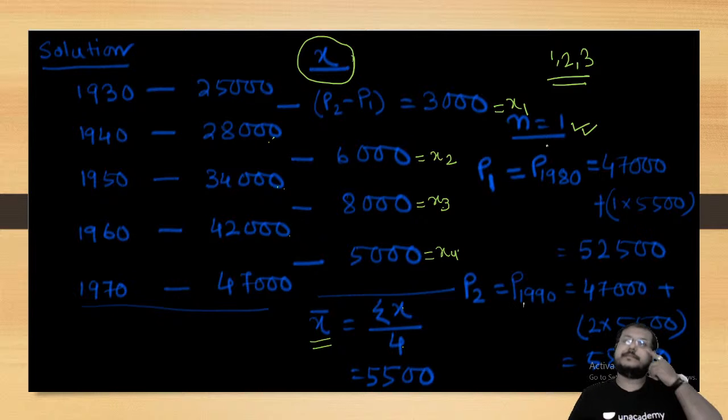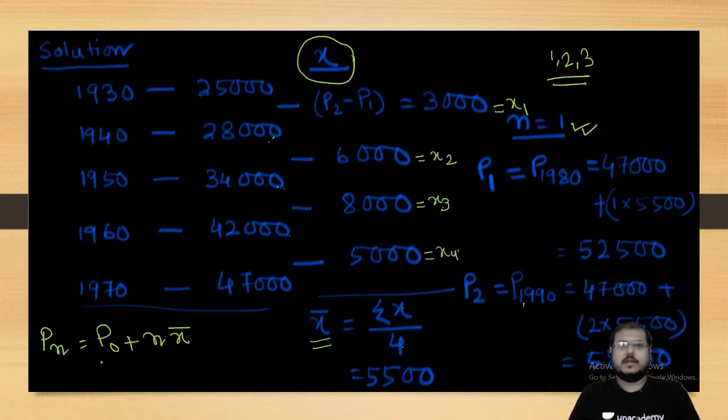Suppose n is equal to 1. Then what will we see? N equals 1 means P1. What is the formula? If you remember, Pn is equal to P naught plus n x bar. That is the formulation part.